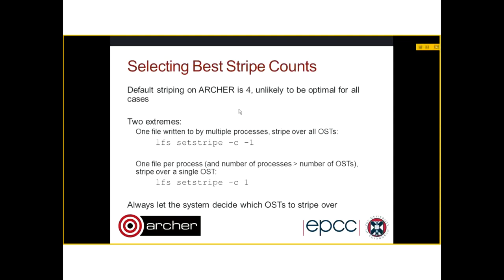So the default striping on Archer is 4. So it's not going to be optimal for all cases. It's chosen for typical sizes of files and the typical access patterns of people running on Cray XC30s. But your particular simulations may work faster with different stripe settings.